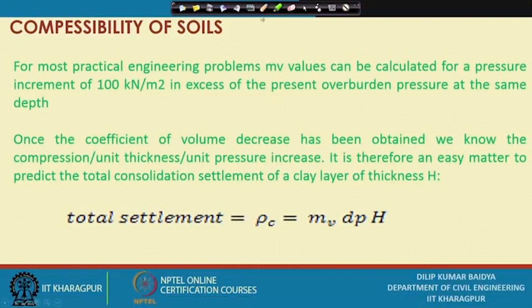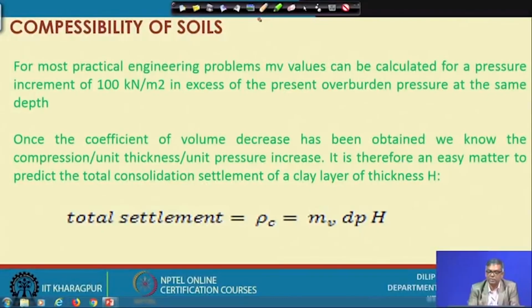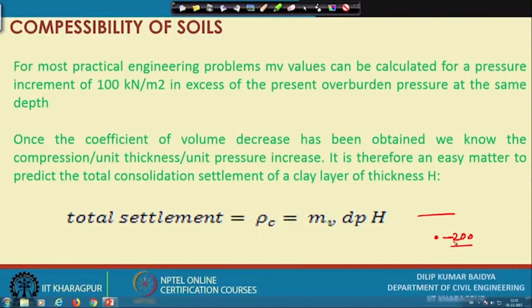For most soils and most practical engineering problems, MV values can be calculated for a pressure increment of 100 kN per meter square in excess of the present overburden pressure. Suppose at a point in a soil, the effective overburden pressure at present is 200 kPa. Then, with 100 in excess, I can find MV for 300 kPa pressure, and that can be used for calculation.